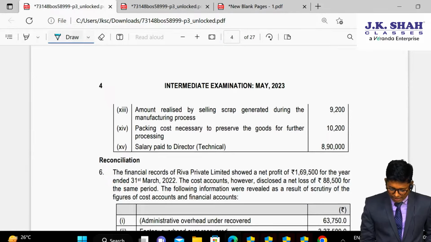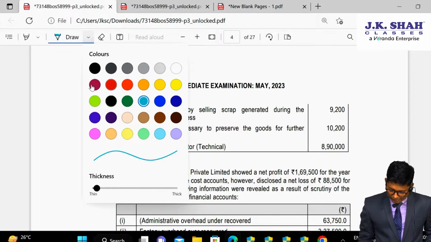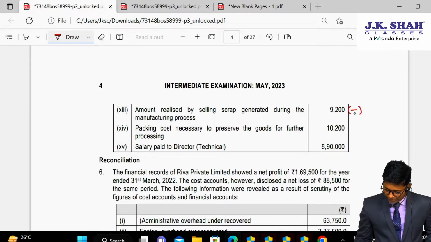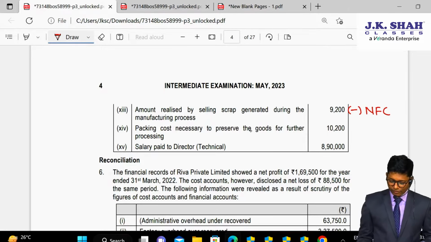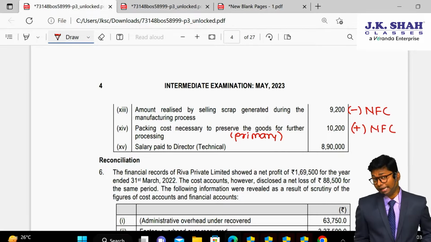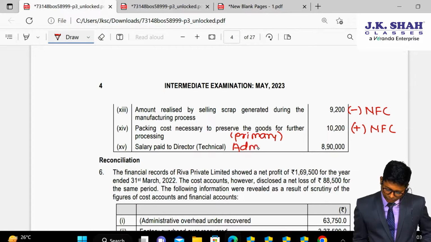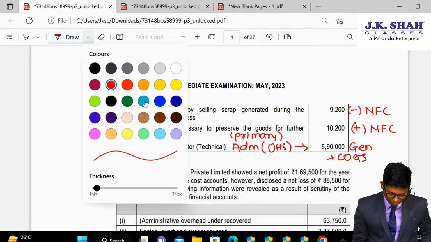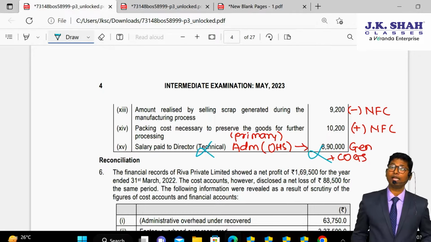Amount realized by selling scrap generated during the manufacturing process, this is sale of scrap, we must deduct it from net factory cost. Packing cost necessary to preserve the goods for further processing, this kind of packing is called primary packing, and primary packing cost we should add to NFC. And finally salary paid to director related cost is also administration overhead, but it is again general category which we add to COGS, and therefore we should not consider it while calculating COP.